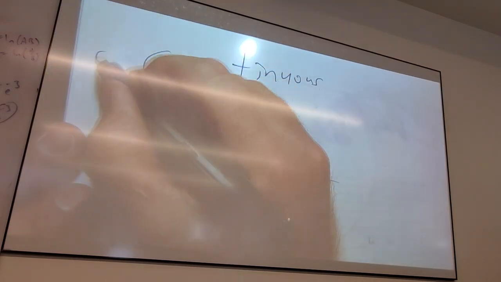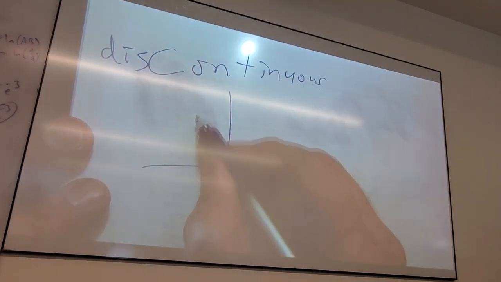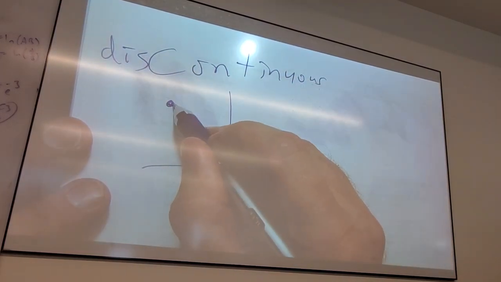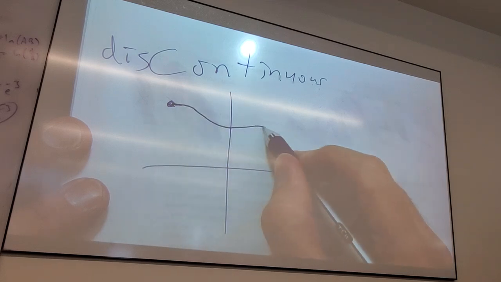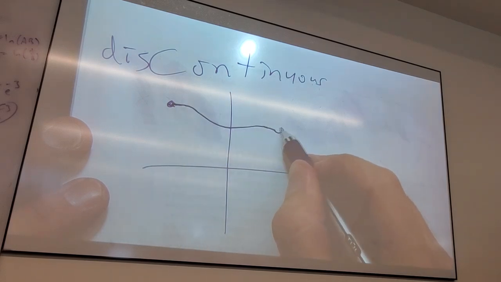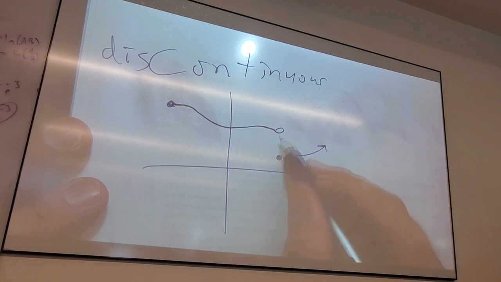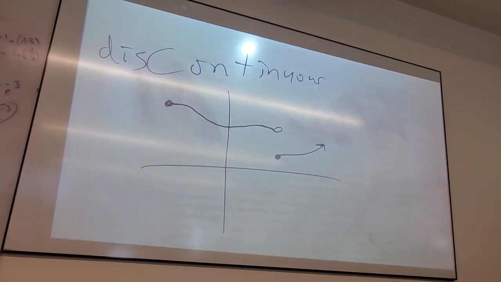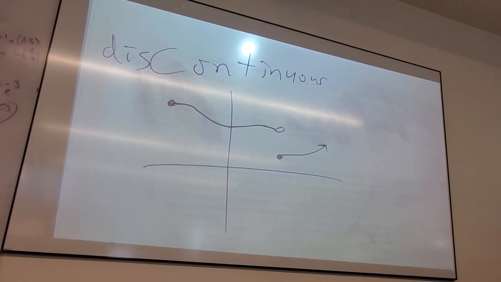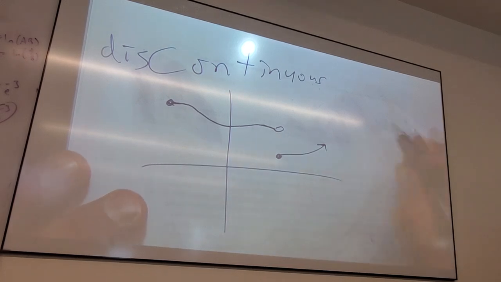So let me do this. What's discontinuous? How can I graph something that's discontinuous? So let's say I start here and I start going. What would I have to do to be discontinuous? Pick up whatever you're writing with. So this is like I teleported somewhere, right? This is discontinuous. If I refer back to the hand-wavy, but still valid way to define it, I had to pick up my pen. Correct.